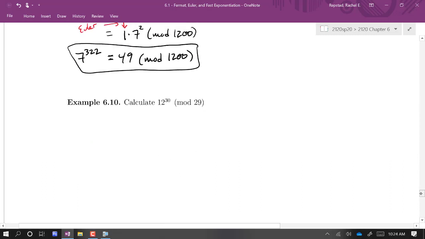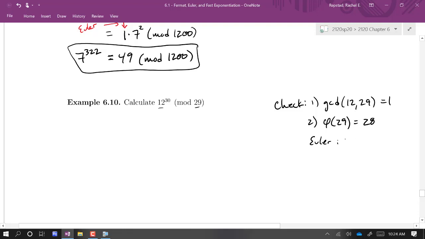Let's do another one, 12 to the 30th power mod 29. So again, I'm going to check. 12 and 29 are relatively prime. That means that Euler's theorem can apply. And phi of 29 is equal to 28. So Euler here tells us that 12 raised to the 28th power is equal to 1 mod 29. I'm going to use that to make this calculation a lot easier.